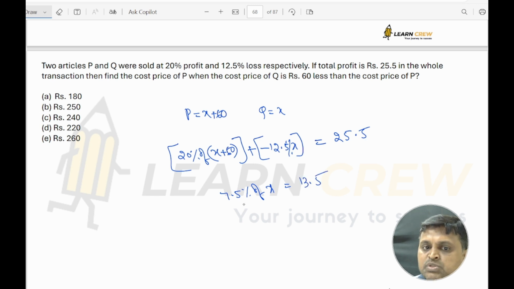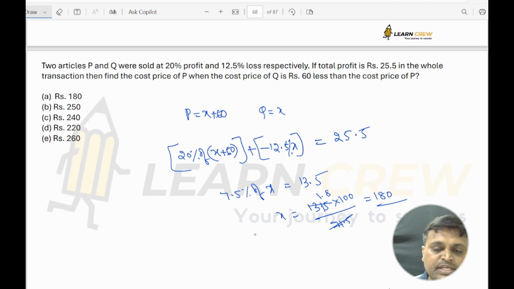So 7.5% of X is 13.5. So X would be 13.5 into 100 divided by 7.5. The point cancels, so 75 goes into 1350 and the remainder is 1.8. 1.8 into 100 is 180. So X is 180. The cost price of Q is 180. P is X plus 60, so 180 plus 60, which is 240.